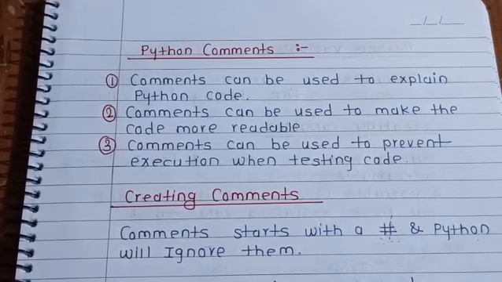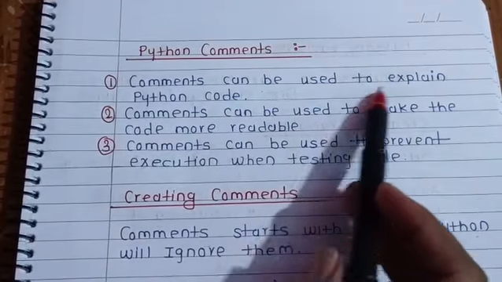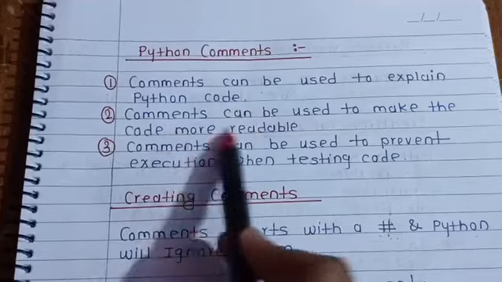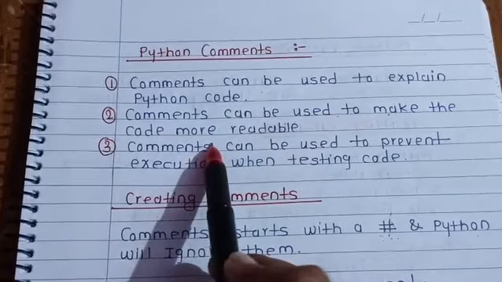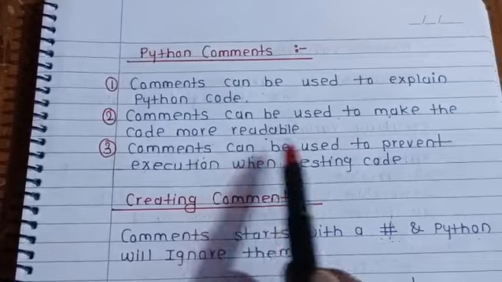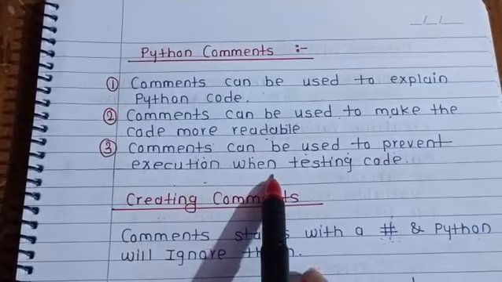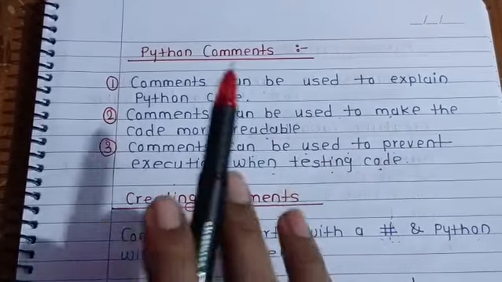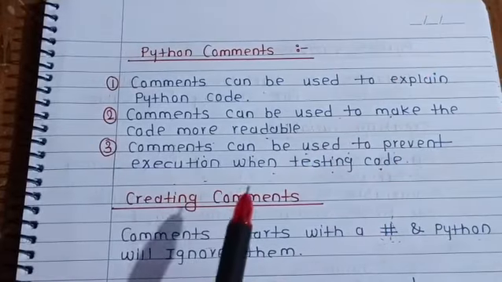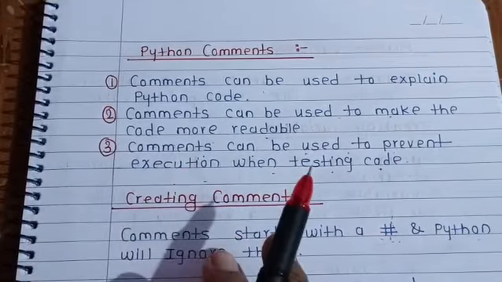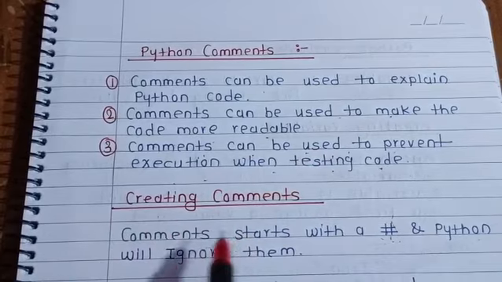So Python comments can be used to explain Python code. Comments can be used to make the code more readable. Comments can be used to prevent execution when testing code. There are mainly two types of comments. First is a single-line comment and the second one is a multi-line comment. So let's start. The first one is a single-line comment.